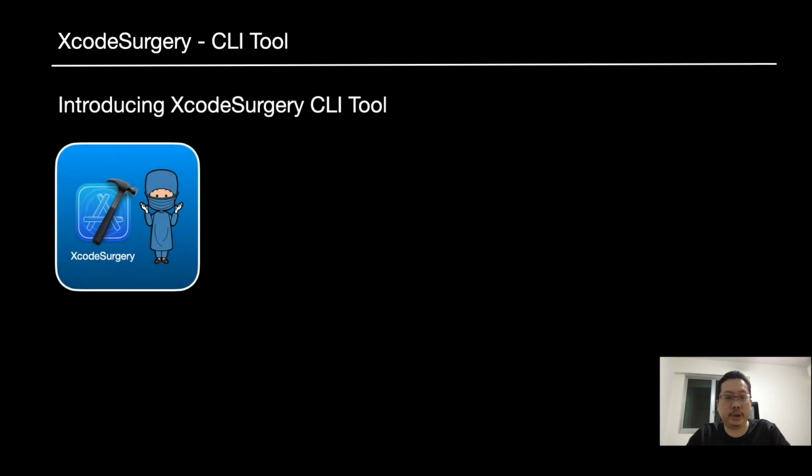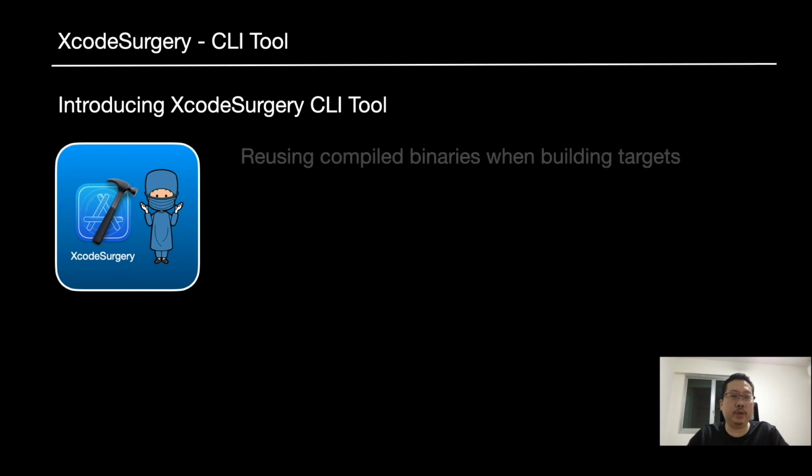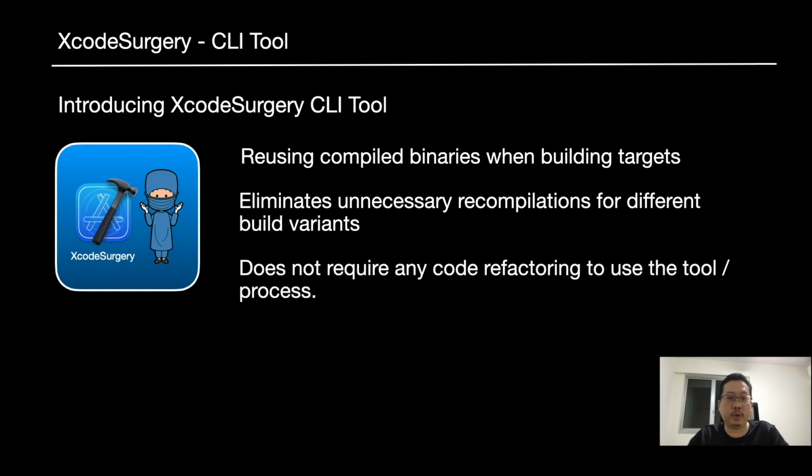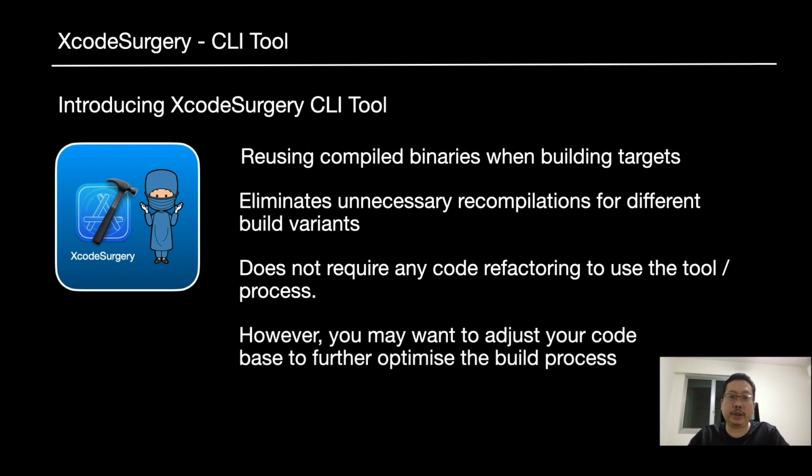So for today, I would like to introduce to everyone here at iOS Conf SG 2021 a command line tool I wrote called XcodeSurgery. The focus of this tool is to reuse compiled binaries when building targets. And this helps to eliminate unnecessary recompilations for different build variants. XcodeSurgery does not require any code refactoring to use the tool. Hence, after this talk, you can immediately employ this tool and start benefiting from the build time savings in your projects. However, you may want to adjust your code base to further optimize the build process.